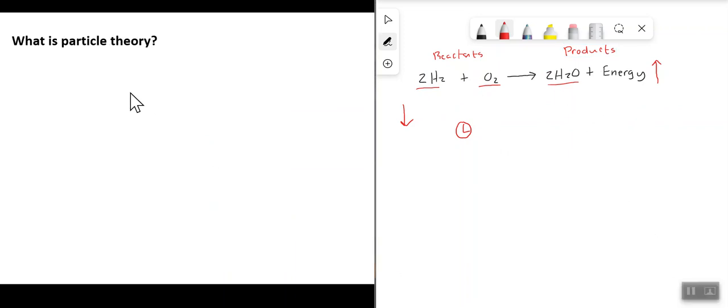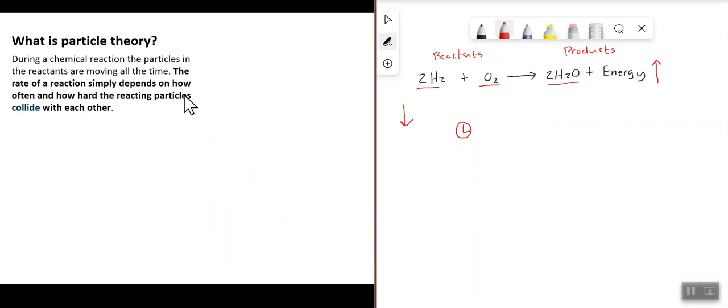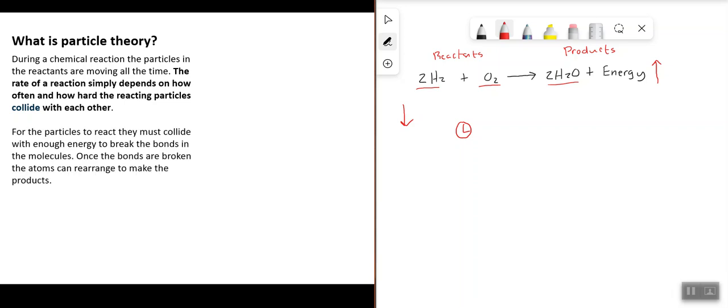And a useful way to think about this is this idea of what's called particle theory. So during a chemical reaction, the particles in the reactants are moving all the time. The rate of a reaction simply depends on how often and how hard the reactant particles collide with each other. So for the particles to react, they must collide with enough energy to break the bonds in the molecules.